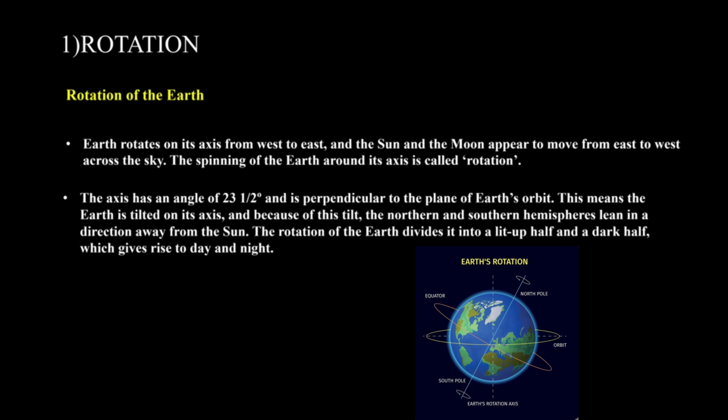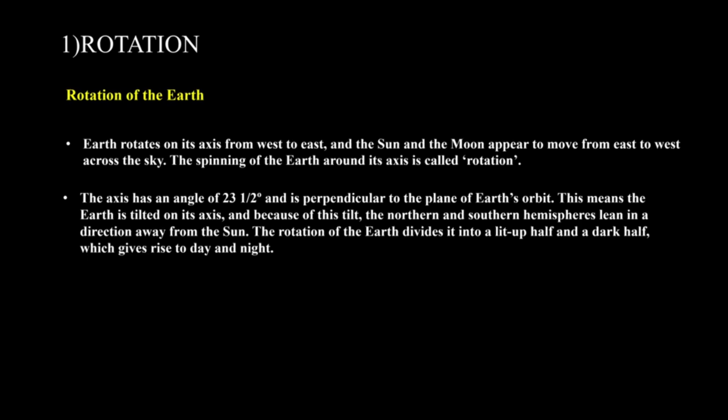The rotation of the Earth divides it into two halves. One side of the Earth is lit up and the other side is dark, which gives rise to day and night. The direction of the Earth's rotation depends on the direction of viewing. When viewed looking down from the North Pole, Earth spins counterclockwise. On the contrary, when viewed looking down from the South Pole, the Earth spins in the clockwise direction.